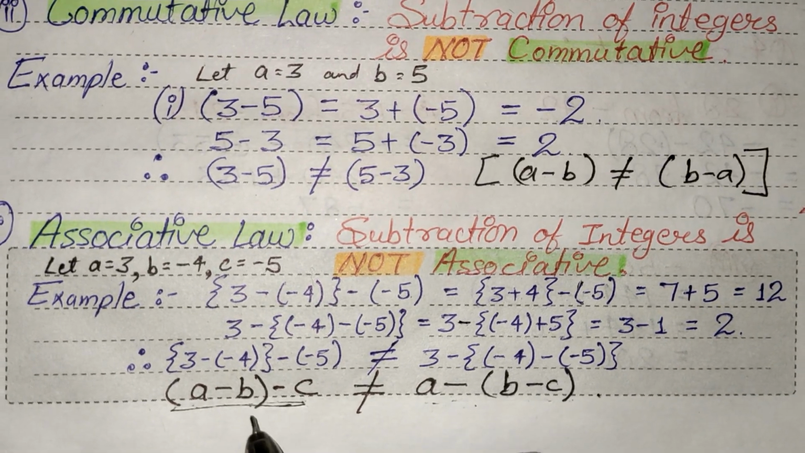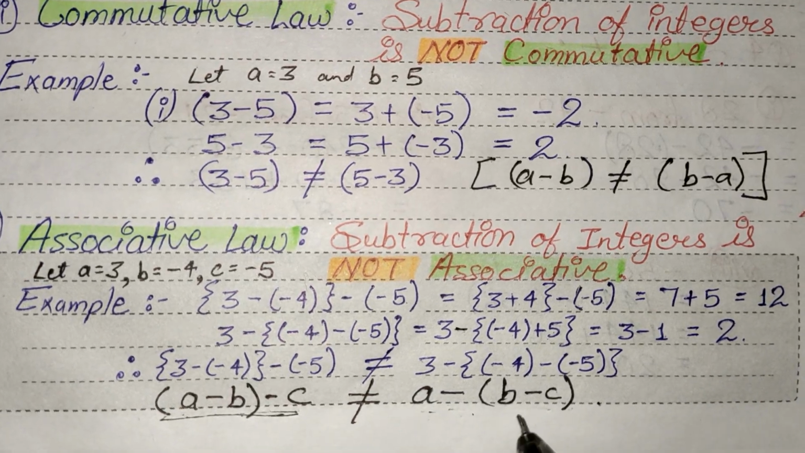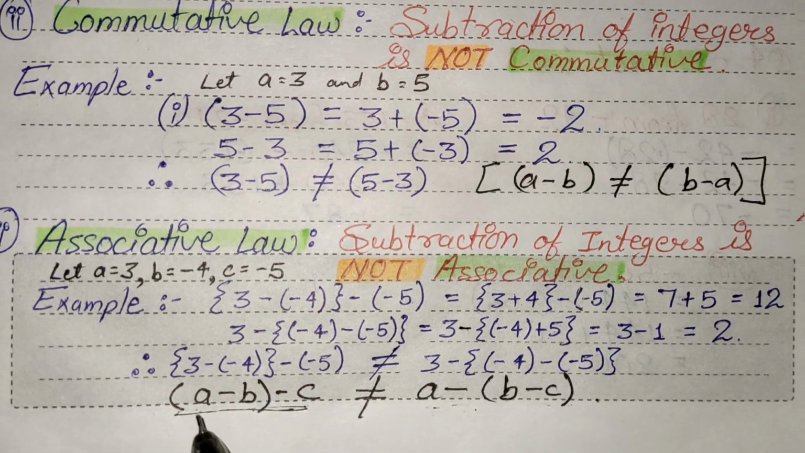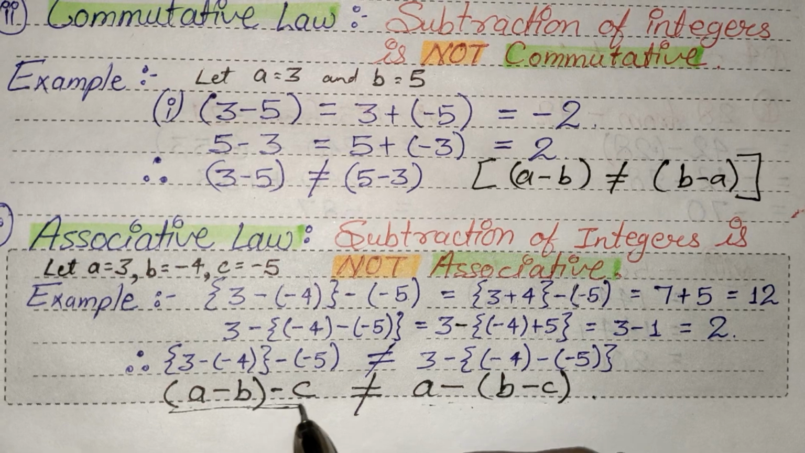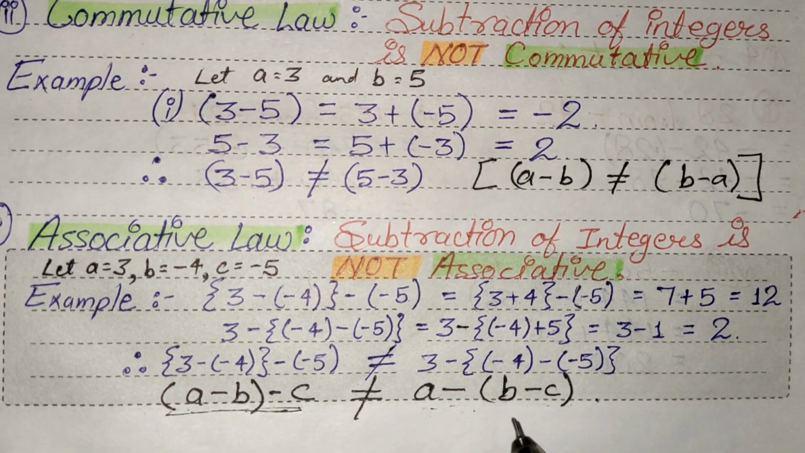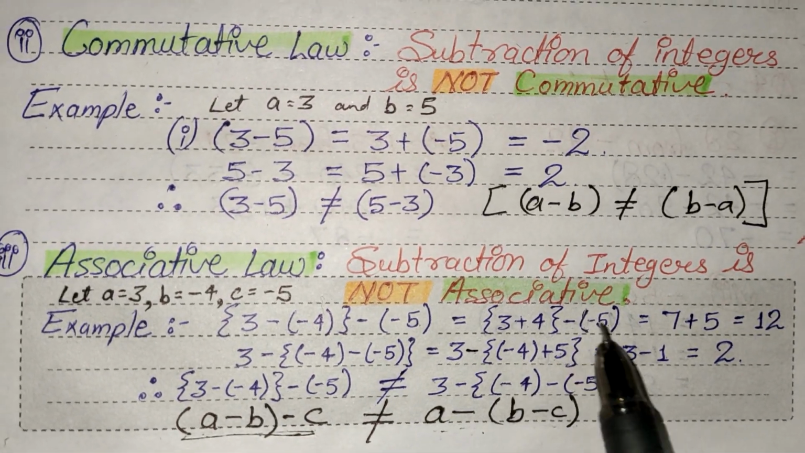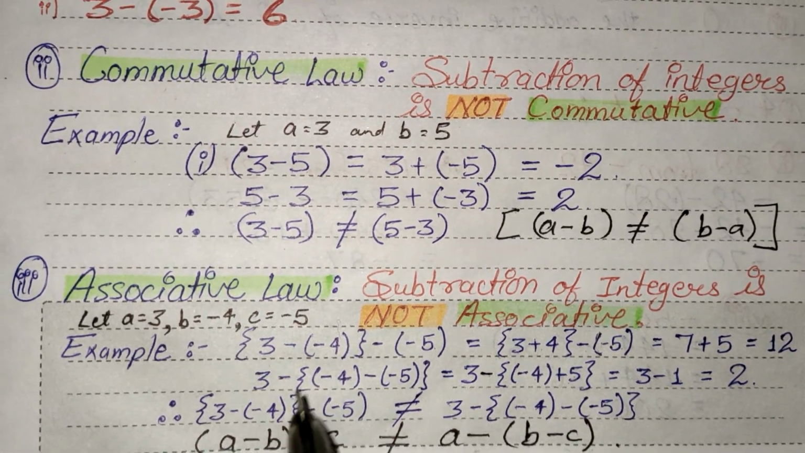Now solving the left hand side, we have plus 12, and solving the right hand side, we have plus 2. So clearly, in the bracket a minus b, bracket close, minus c is not equal to a minus, in the bracket, b minus c. Hence subtraction of integers is not associative. Now moving on to next.